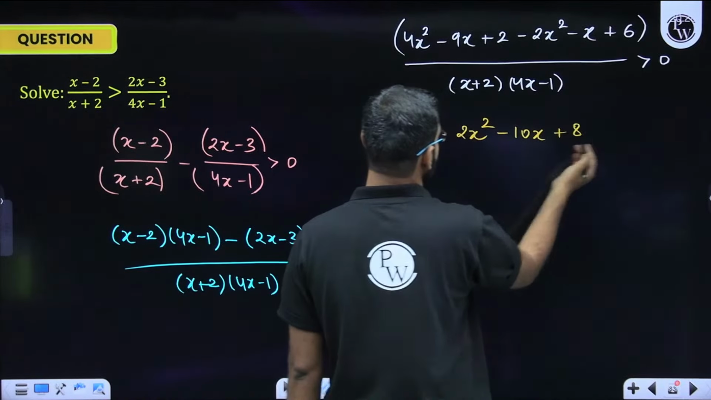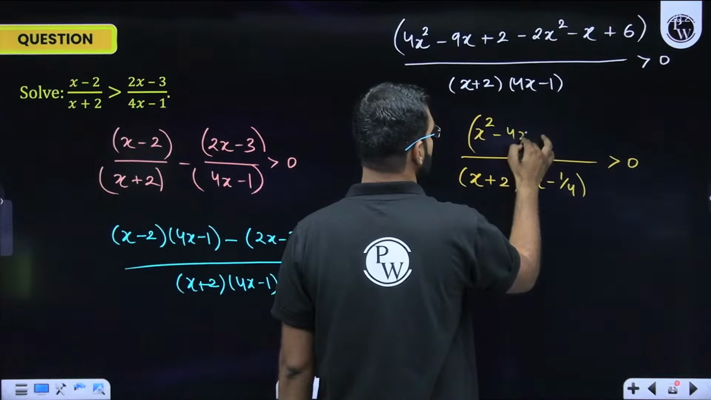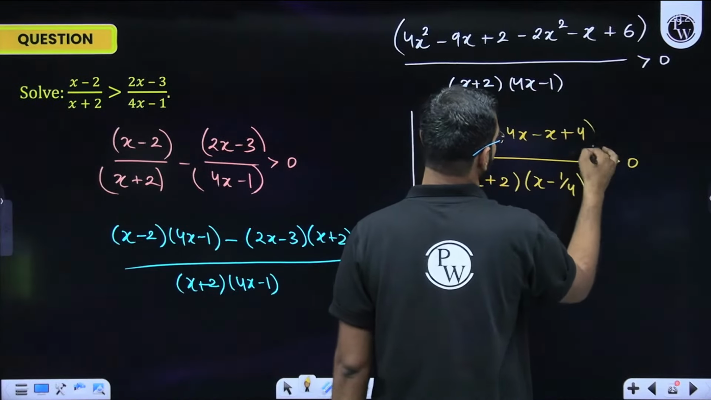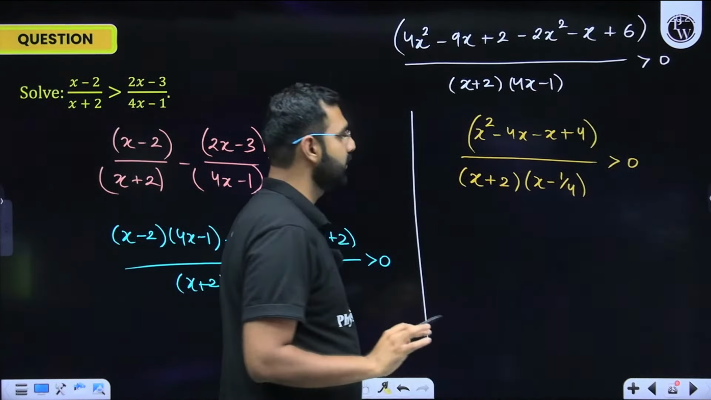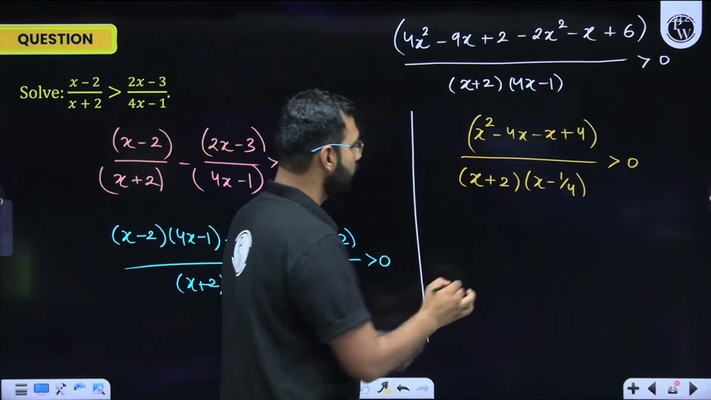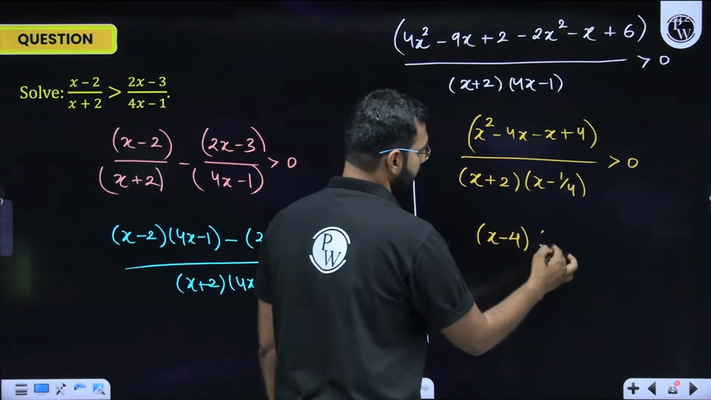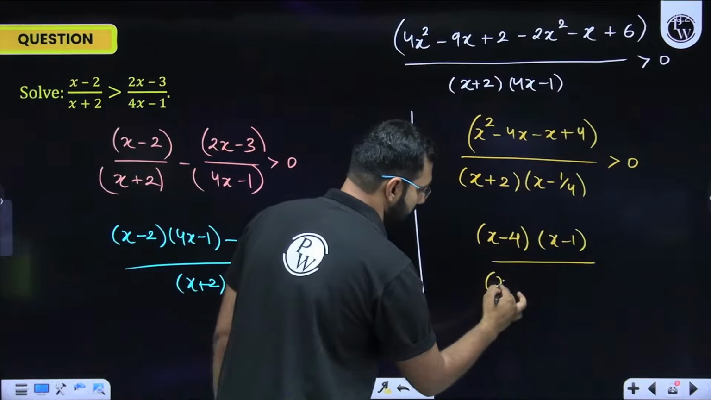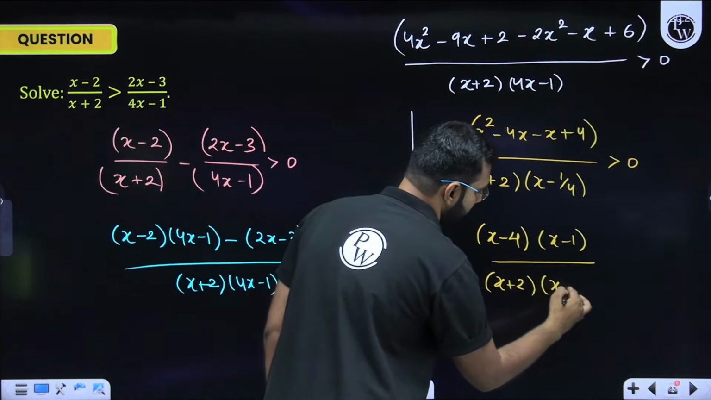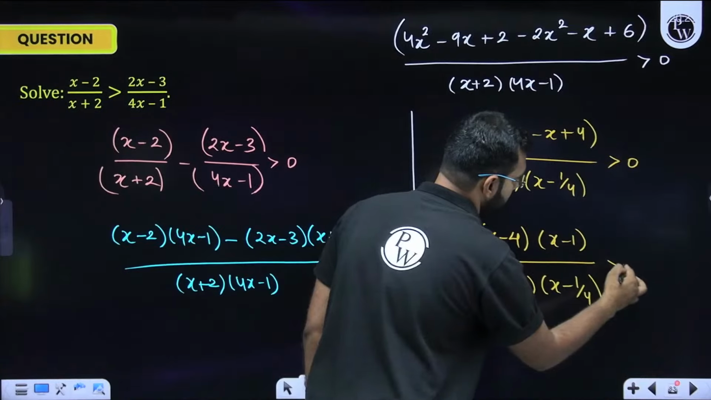Now, splitting the middle term, I can split this minus 5x as minus 4x minus x. So it becomes x square minus 4x minus x plus 4. I hope you're getting it very clearly. So one of the factors is going to be x minus 4. The other factor will be x minus 1, because x minus 4, then you make it x minus 4 by taking minus 1 common. So it will be x minus 1. Then it will be (x plus 2)(x minus 1/4) greater than 0.